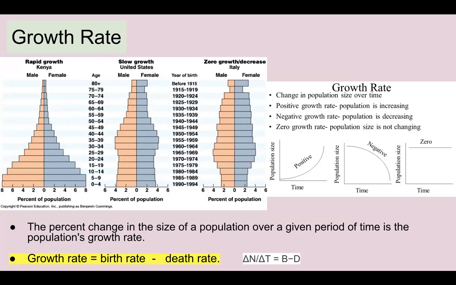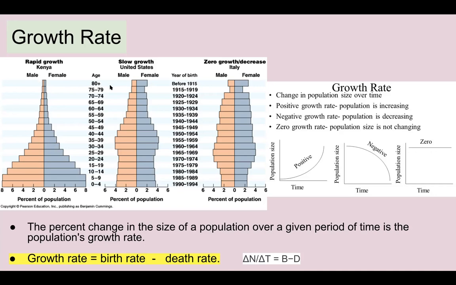The next thing we're going to talk about is the growth rate itself. And the growth rate is also super simple. It's essentially the birth rate minus the death rate, and that gives you the growth rate. Now, the growth rate can be positive, and it looks like this when represented in a chart. It can also be a negative growth rate, represented in the second diagram, or it can be a zero growth rate, meaning that the population size is not changing. And that's what this looks like in a chart as well.